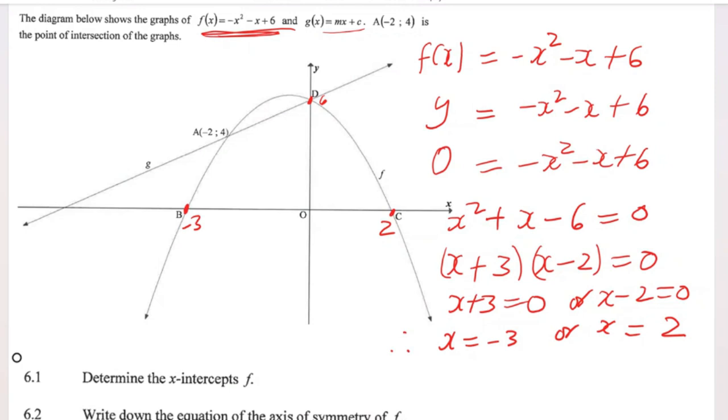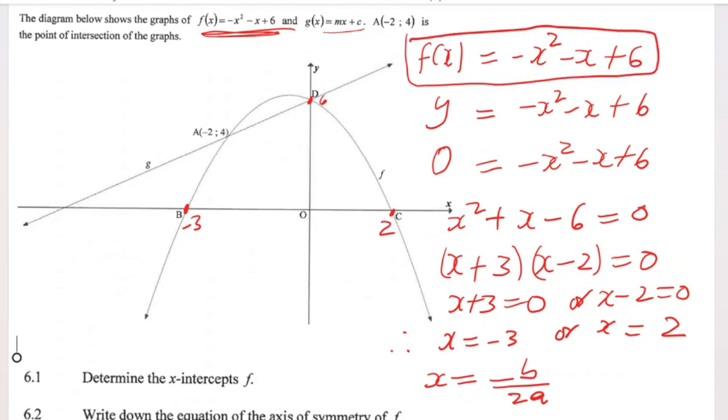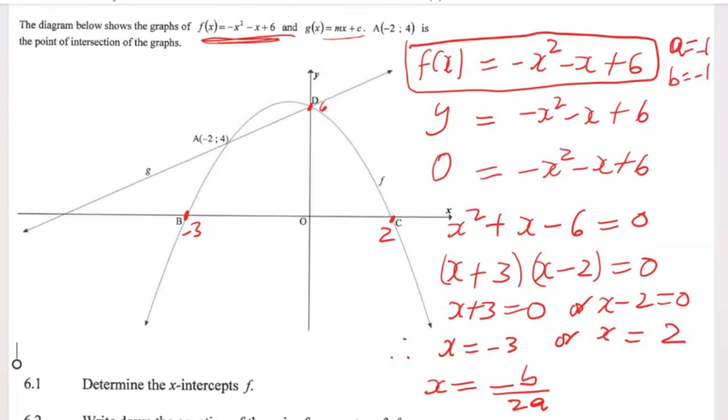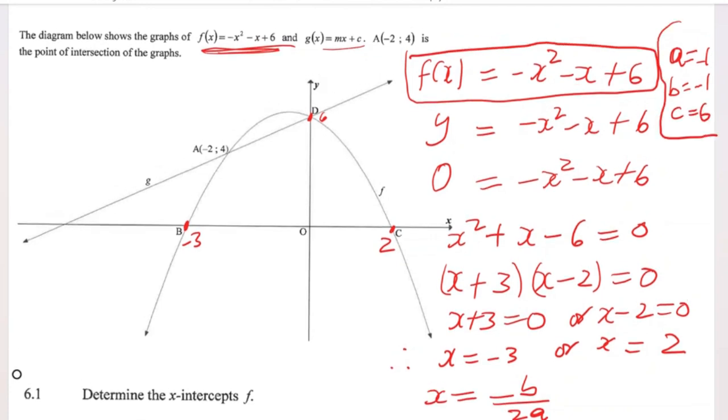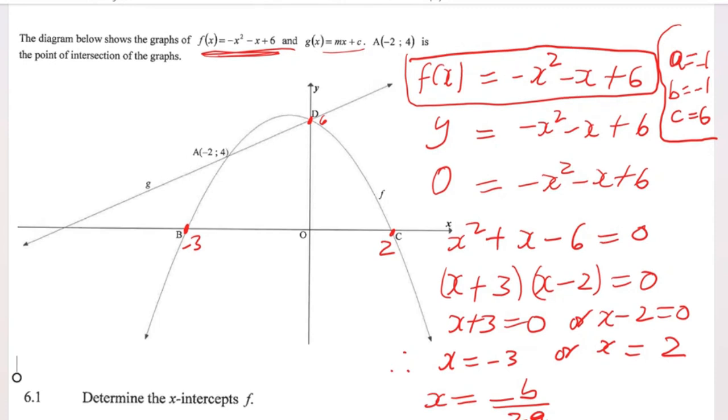We know the axis of symmetry: x is equal to minus b over 2a. Okay, so now what do we do? We know from here, this is the equation that you are working with, your original equation. Here we know that our A is equal to -1, our B is equal to -1, our C is equal to 6. So that's what we know. So now you take that to substitute here.